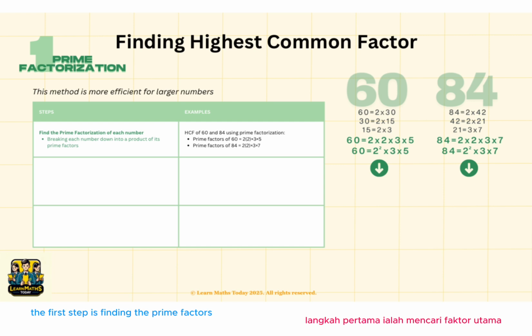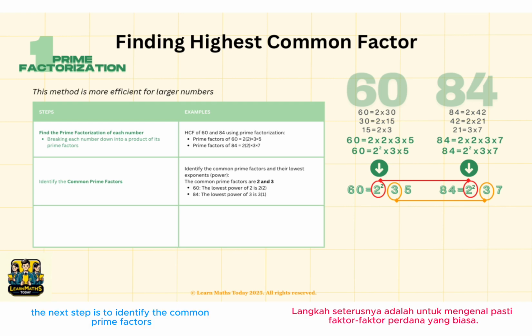The first step is finding the prime factors for each number. In this example, we're going to use the numbers 60 and 84. Using the prime factorization method, you will get 60 equals 2 to the power of 2 times 3 times 5, and 84 equals 2 to the power of 2 times 3 times 7.